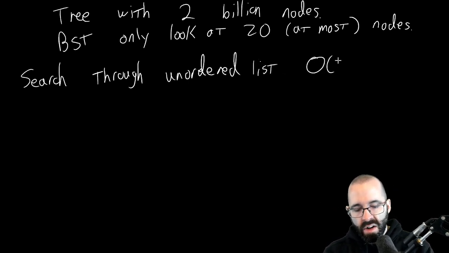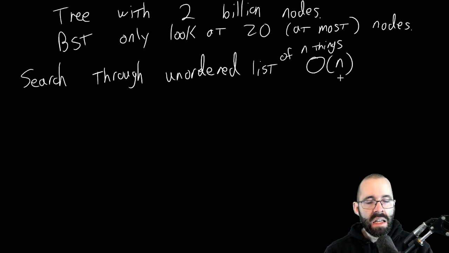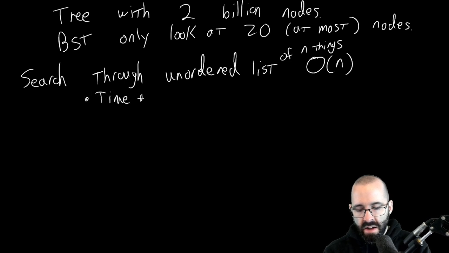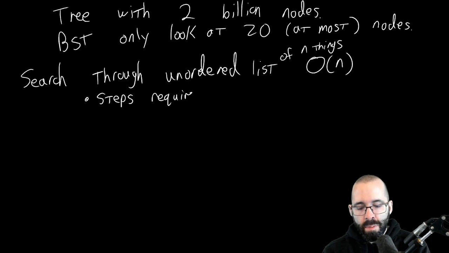That is going to be an, let's say, unordered list of n things. We say that's big O of n because the steps required are proportional to n. Let's not say time, because time is really dependent on a lot of things.